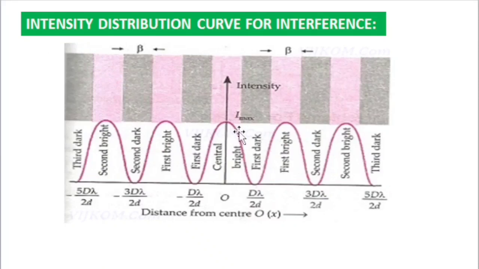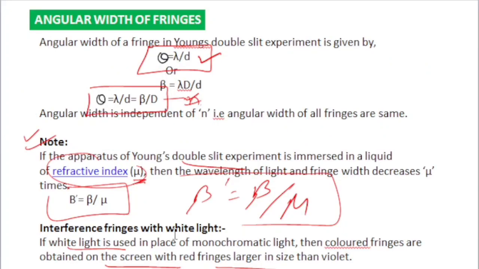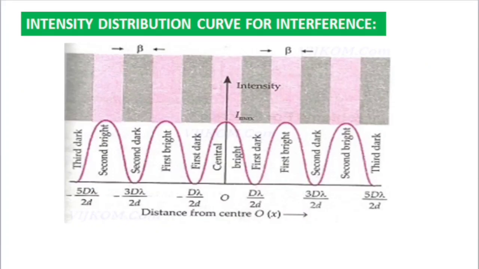Central maxima is there, then minima, then maxima, then minima, then maxima, then minima. You know, position of maxima is what? X equal to n lambda capital D by small d. This is the position of maxima or bright fringe.